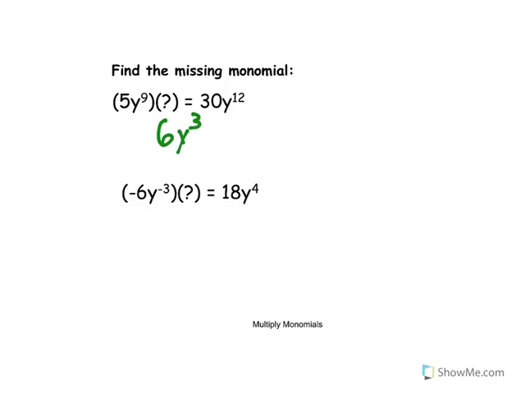How about with the next one? Well, negative 6 times what will give me positive 18? Times negative 3. And I've got negative 3 powers of y. I want to get all the way up to 4 powers of y. I would need to add 7, so negative 3y to the 7th.